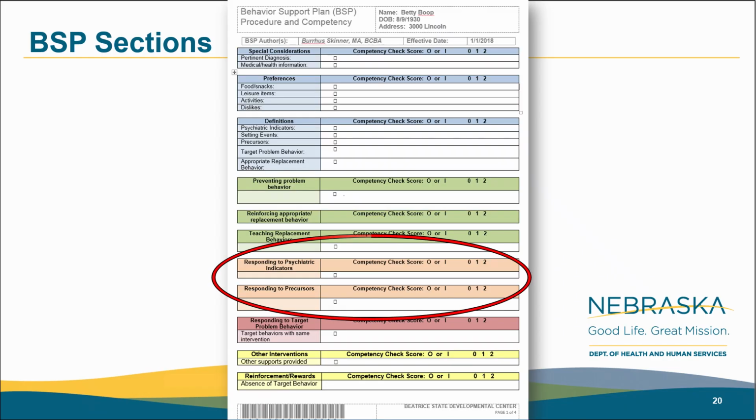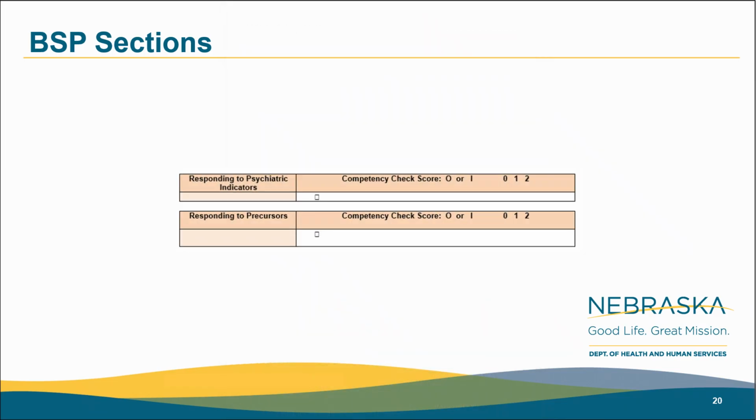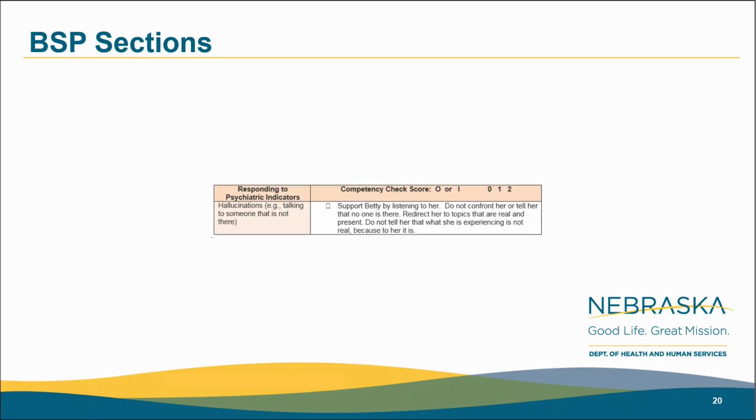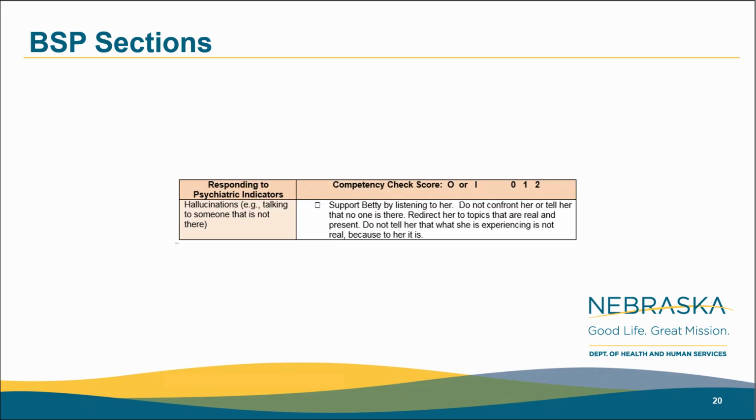The next section provides strategies to help you respond appropriately to mental health indicators if the individual has a psychiatric diagnosis and to precursor behaviors. You may remember that Betty carries a diagnosis of bipolar I disorder. Her most concerning psychiatric indicator involves possible hallucinations, which frequently take the form of her talking to someone who isn't there. In these instances, you will use conversation to help her back to the here and now.